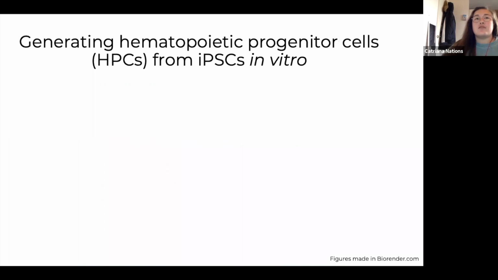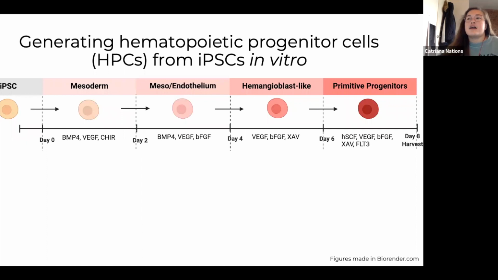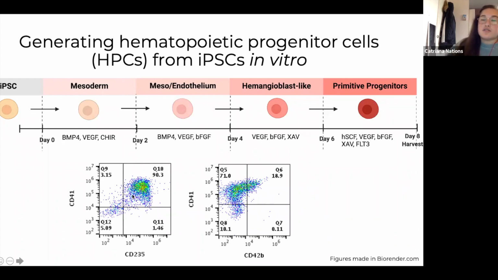And so once we generated these iPSCs, to generate hematopoietic progenitor cells, we use an established primitive differentiation protocol from the Slukvin lab to produce these hematopoietic progenitor cells, or HPCs, that can be used for modeling hematological diseases. So it's designed to mimic that primitive hematopoiesis that we see in vivo, with different combinations of cytokines to induce various lineage decisions made through development, like mesoderm, more endothelium-like mesoderm, until it's the hemangioblast-like layer that buds off these primitive progenitors.